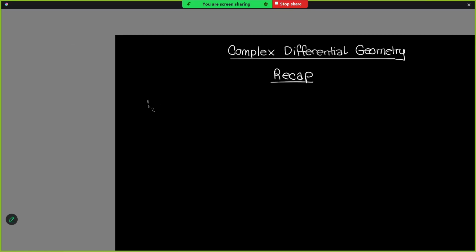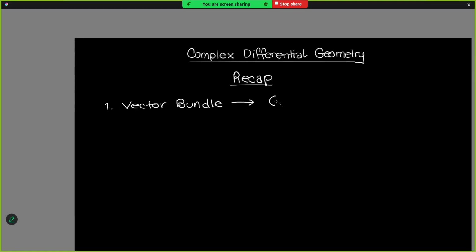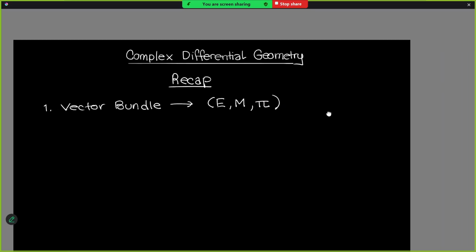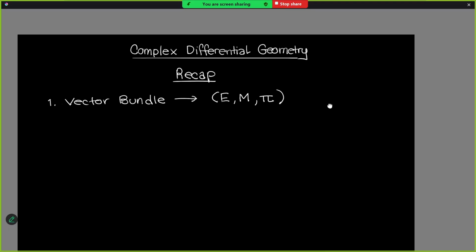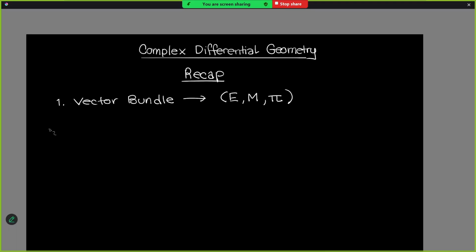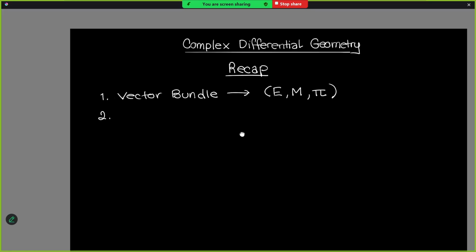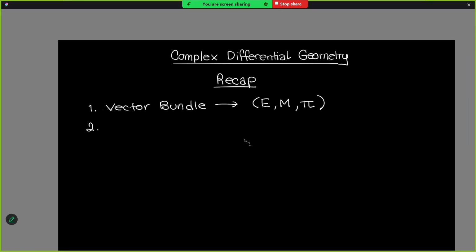So number 1, we looked at vector bundles. We defined what a vector bundle was. It was this triple E, M, pi. We did a more in-depth breakdown of the synopsis of the last few lectures in the last recording, so you can look at that if you want. But I'll go over this in a much more high-level way.